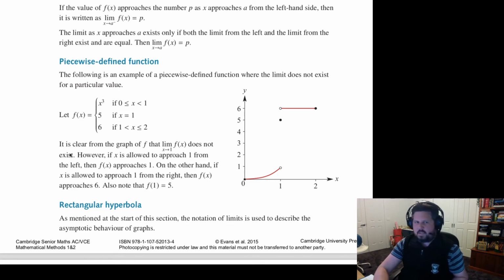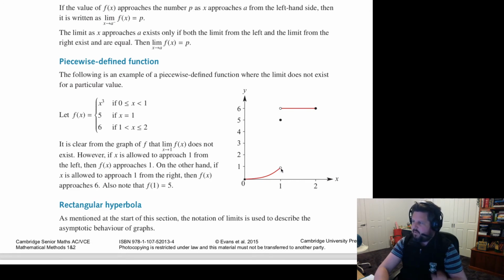So what they're saying here is it's clear from the graph of f that the limit as x approaches 1 for f of x does not exist. However, if x is allowed to approach from the left hand side, so here I'm on the left, moving this way, coming in from the left, then you notice that f of x does approach 1. Yep.